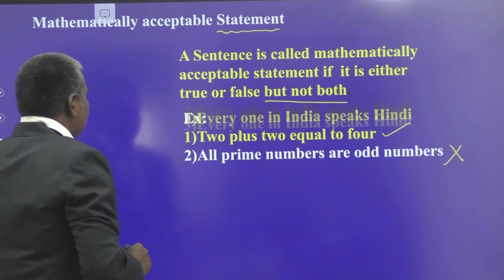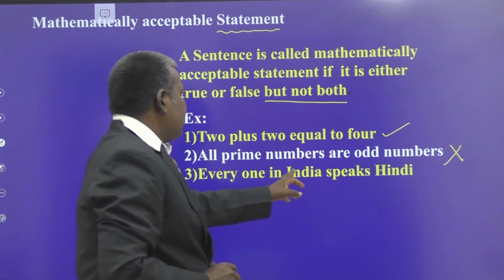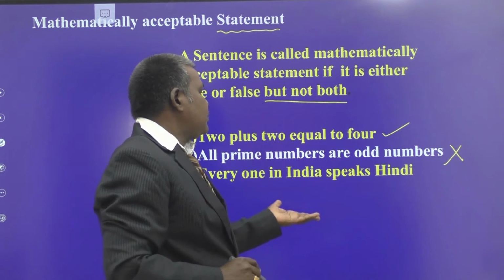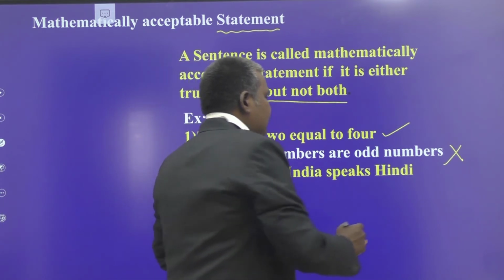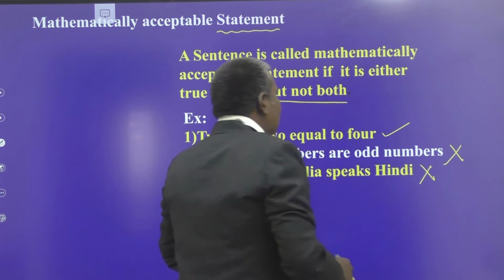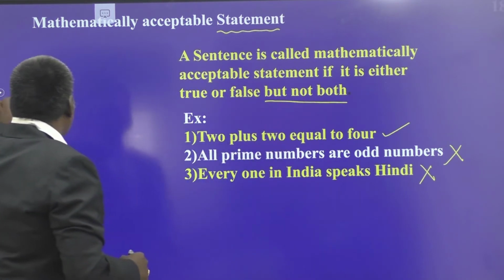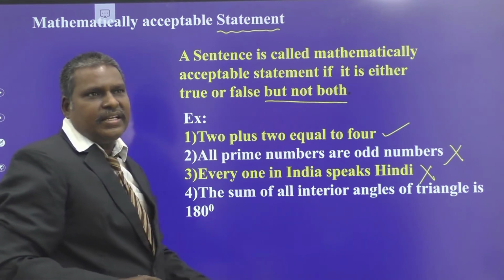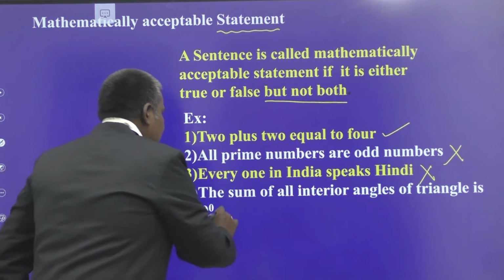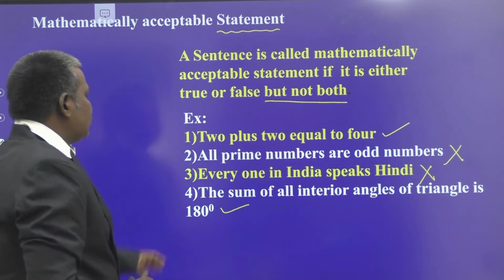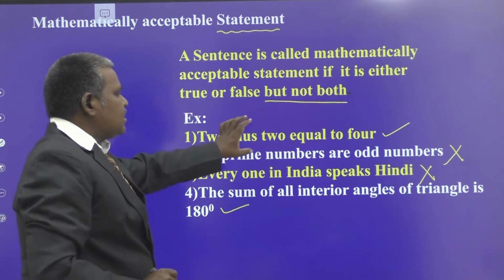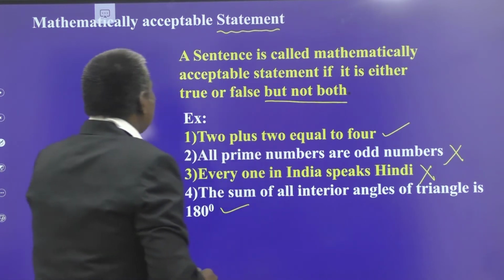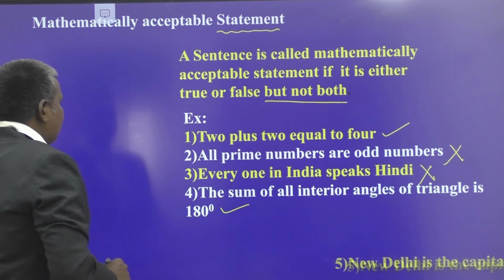Let us see another example. Everyone in India speaks Hindi. This is a false statement. Some may speak Hindi, some may not speak Hindi. That is why this is also a wrong statement. Now another statement: the sum of all interior angles of a triangle is 180 degrees. Clearly it is a true statement, mathematically correct. So if any sentence is either true or false, we say that it is a mathematically acceptable statement.